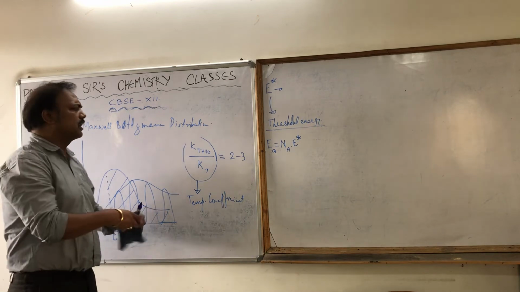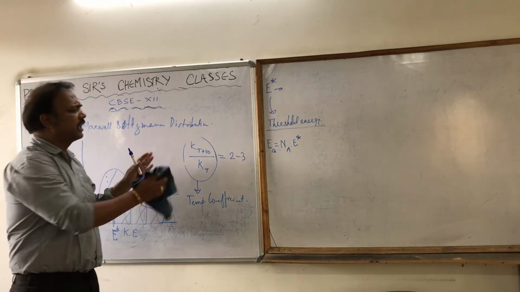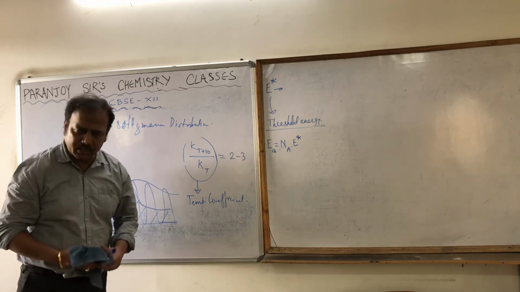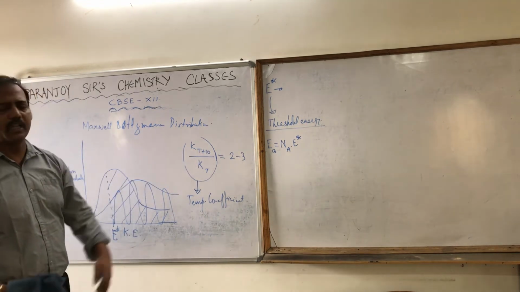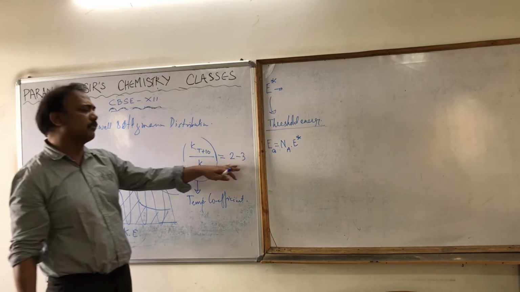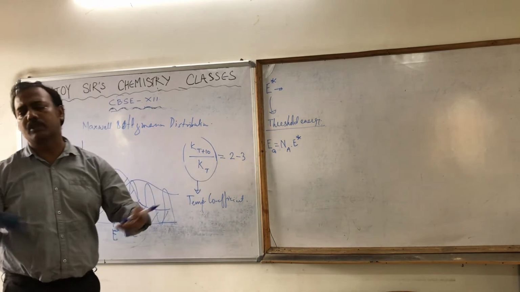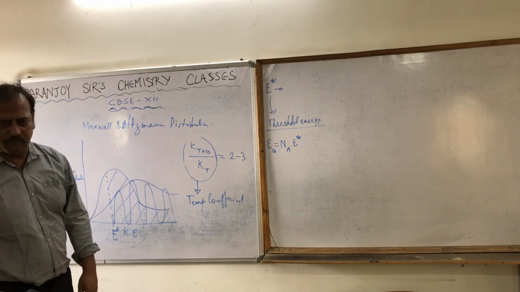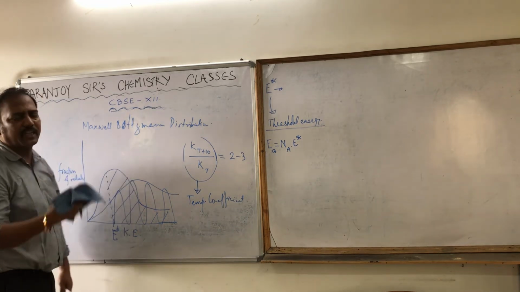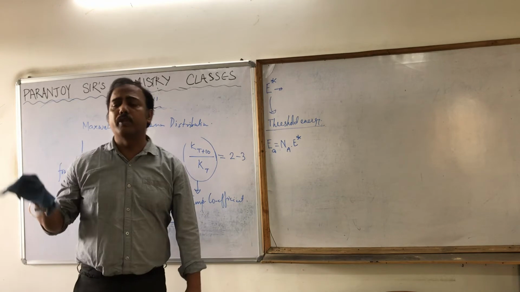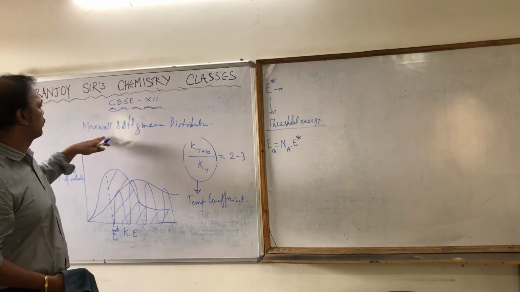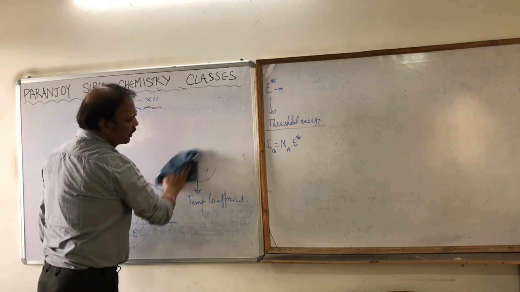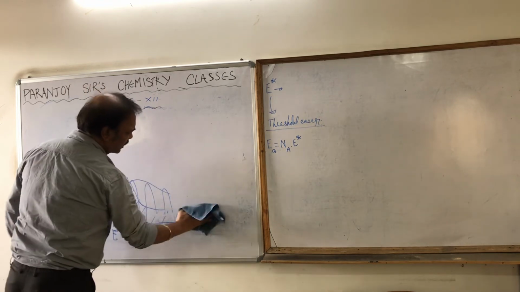Fine. So this explanation is given very arbitrarily, very roughly, not quantitatively. He told that it is in between 2 to 3, and in between 2 to 3 means anything. So many things, not very quantitative. This determination of variation of rate constant with temperature, which is our heading, is not very quantitative.